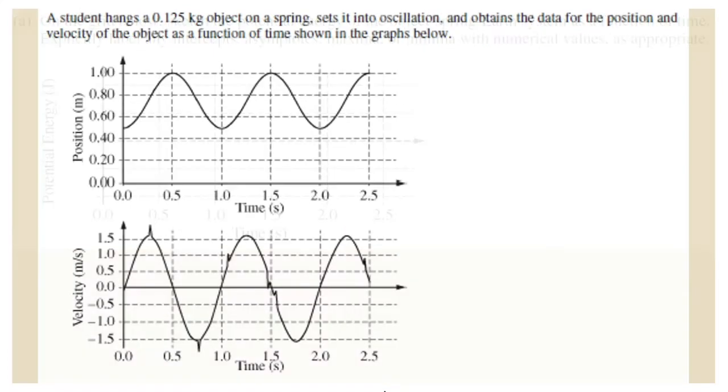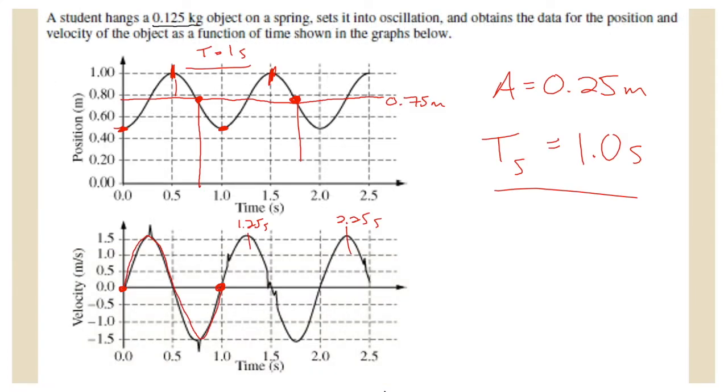Going back to that graph that we were looking at before, it's very important for everybody to realize that we can look at this graph and determine the amplitude of the position versus time graph, but we can also look at this graph and determine the amplitude of the velocity versus time graph, or in other words, the maximum velocity, or at least the magnitude of the maximum velocity.